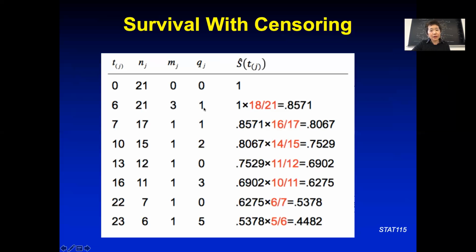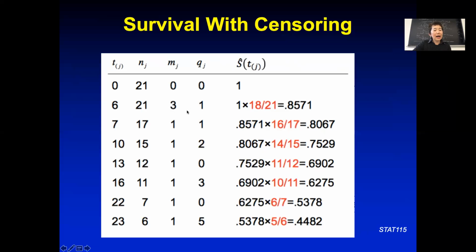And so after considering this, we will say that at this time, the survival probability is still 1 because all the patients are alive. And at time 6, 3 patients died and 1 patient left the study. And so at this point, we still do 18 out of 21. This is the survival probability.